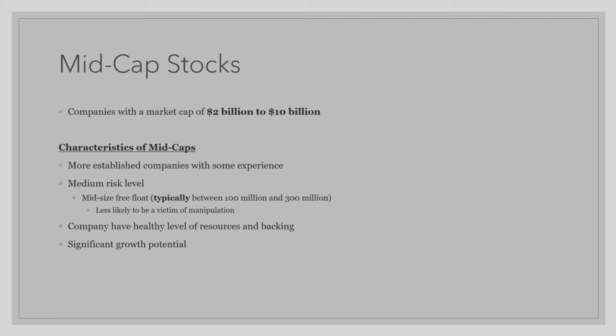There are also mid-cap stocks. Mid-caps are companies with a market cap between $2 billion and $10 billion. These types of stocks are also identified by a series of characteristics. Mid-caps are more established companies with some experience within their respective sectors. In terms of risk level, mid-caps pose a medium risk level caused by their mid-size free float. Therefore, they are less likely to be a victim of manipulation. These types of companies have a healthy level of resources and backing and also hold significant growth potential.